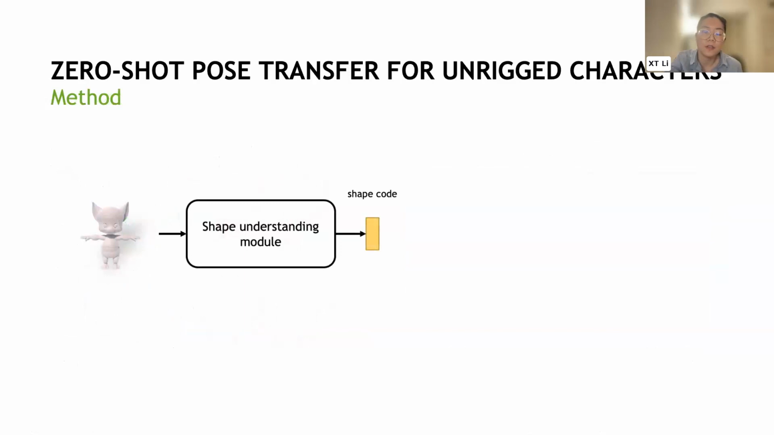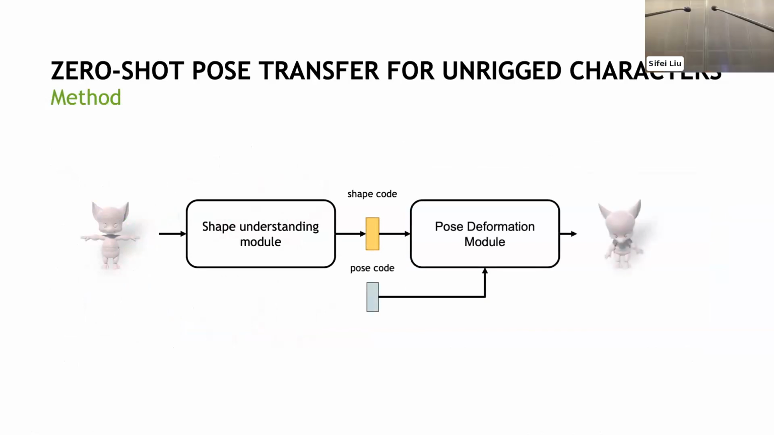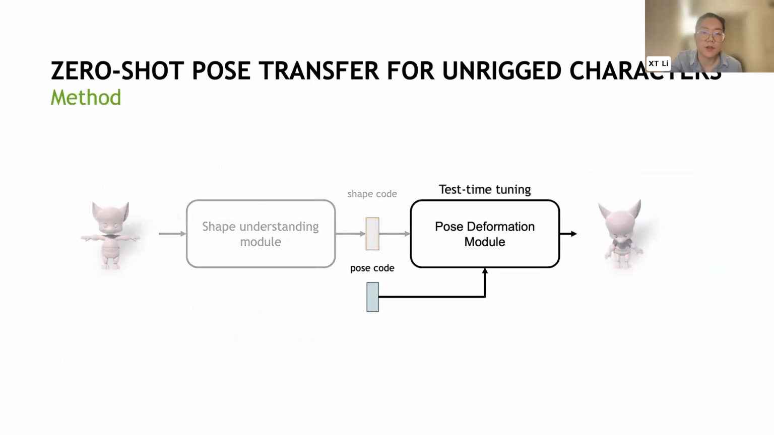So to achieve this zero-shot setting, we depend on two modules. The first one is the shape understanding module that maps a 3D character to a shape code. The other is a pose deformation module that reposes the character conditioning on the shape code and also a given pose code. Furthermore, to guarantee high transfer quality, we also introduce a test time training process with some regularizations to encourage smooth transfer results. I will introduce each module.